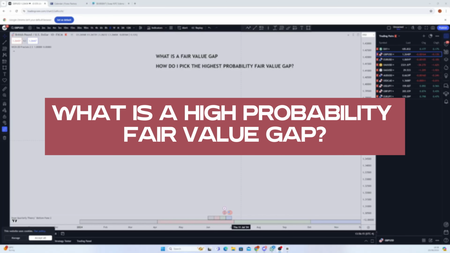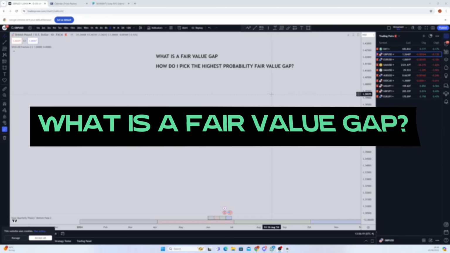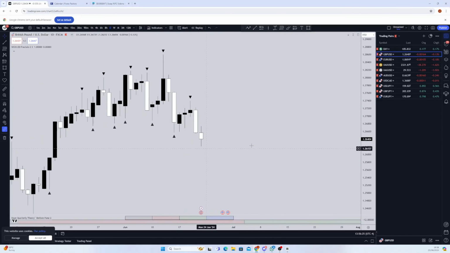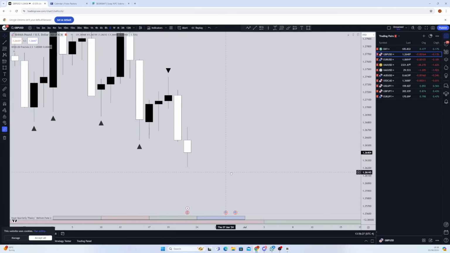What is a high probability fair value gap? What is a fair value gap, and how do I pick the highest probability fair value gap? A fair value gap is an area of inefficient price action.